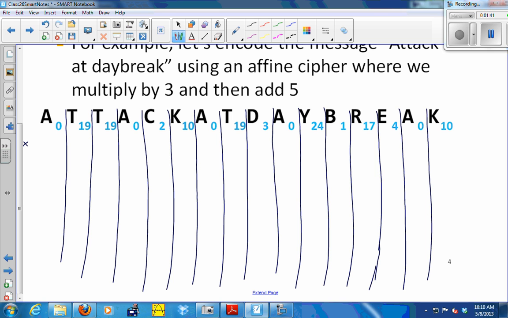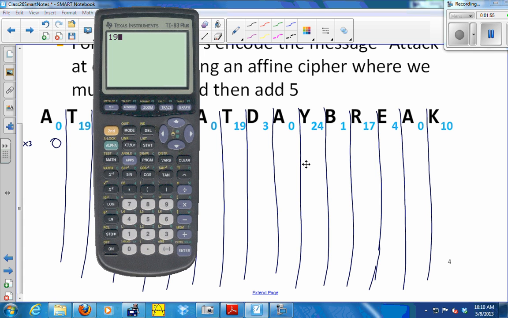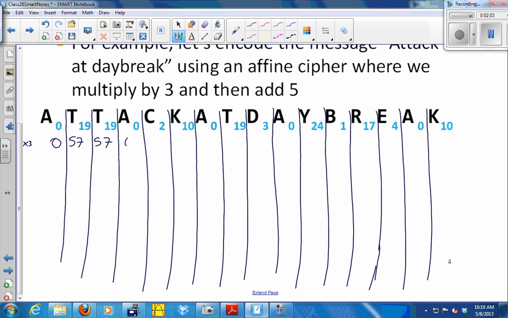Okay, so I'll just do the times 3 part first. So 0 times 3 is 0. 19 times 3, might need a calculator here. 57. 0, 2 times 3 is 6, 10 times 3 is 30, 19 times 3 is 57, 3 times 3 is 9, 24 times 3, 72, 17 times 3 would be 51, 12, 0, 30. Okay, so I multiply them all by 3.